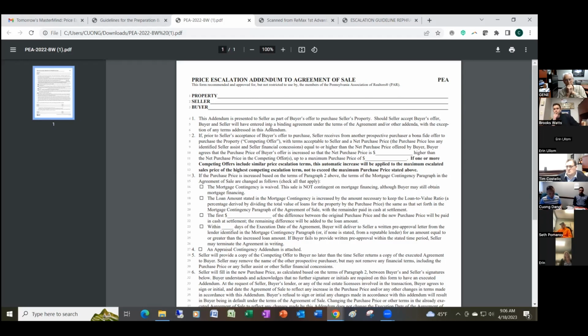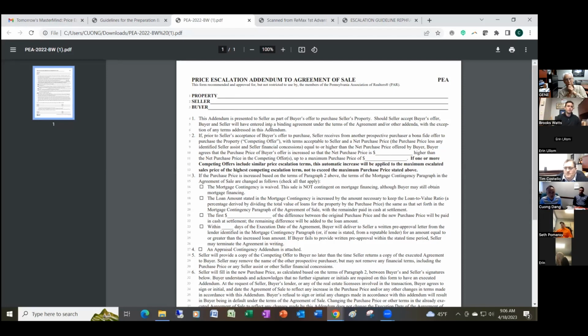I believe this form was like 7 pages long for a 1-page addendum. So it just tells you how complicated this form can be if it takes 7 pages to explain 1 page. Okay. The appraisal contingency, which we're going to go over on Thursday, is the same way. I believe that one's like 5 or 6 pages. So if you don't have an understanding of it, we're here for you to help you. Okay.